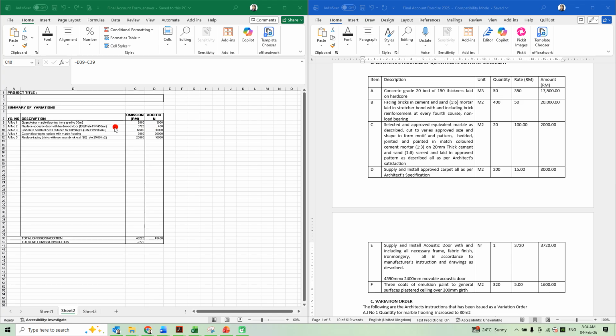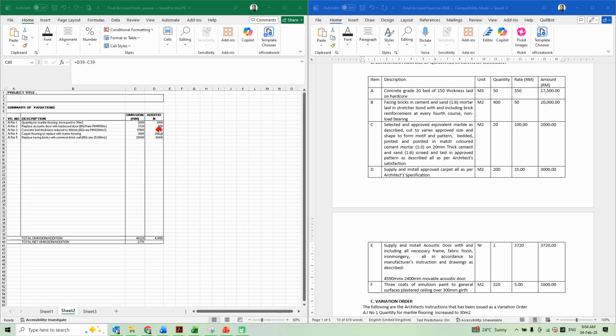Okay. Now let's look at another example here. Concrete bed thickness reduced to 100 millimeter. The VO rate is 200 per meter cube. Now here, the concrete grade 20 is of 150 thickness. So you're going to have to omit the whole item and replace it with a new item, which is this one. And you have a new rate here, alright? The rate is 200. The quantity is the same, but the rate is different. So 50 meter cube multiplied by the new rate 200, you will get here 10,000.